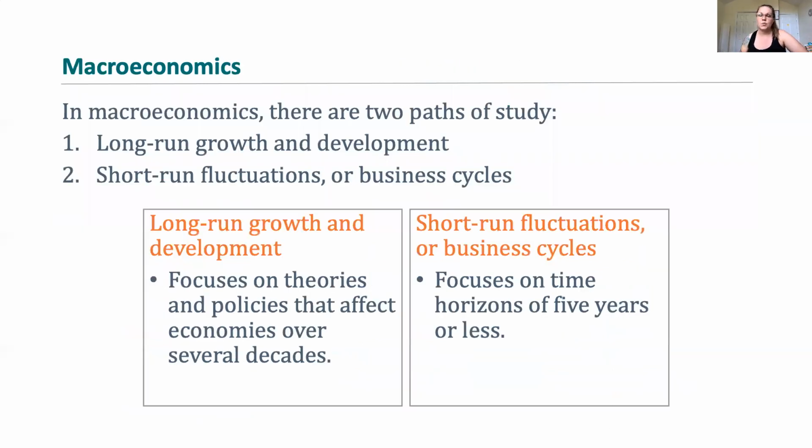In macroeconomics, we tend to take two separate paths of study. One is that we look at long-run growth and development, which is a focus on the theories and policies that might affect an economy over the period of several decades. Whereas a second path of study is short-run fluctuations, or what we call business cycles. This is a focus on a time horizon of 5 years or fewer. In a business cycle, we'll be able to see how real GDP and unemployment may change as a result of some real-world factors.